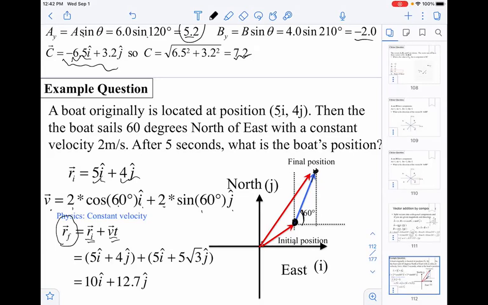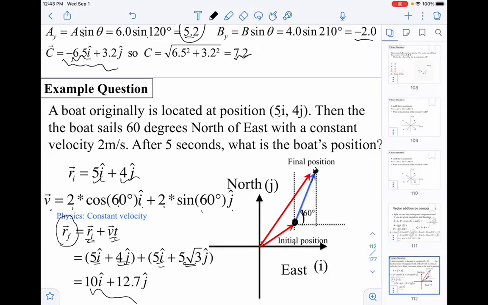Okay, and you can also see that head to tail method showing the final position is your initial position plus the overall change in position, which is your displacement in the same direction as your velocity, right? So these two vectors should add up together to give you the final position. And once you break it down into components, the addition becomes very simple. You add the 5i and the 5i together, you add the 4j and the 5 square root of 3j together. So that's your final position.